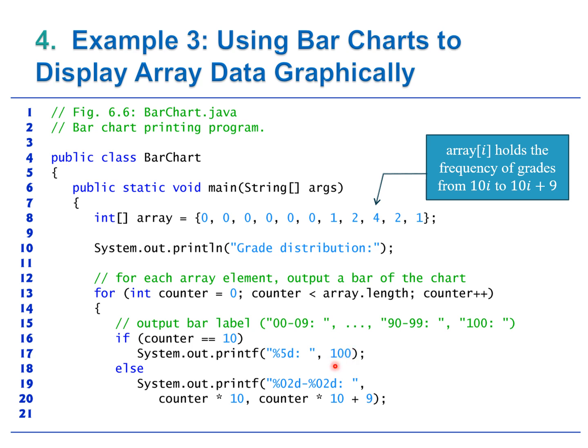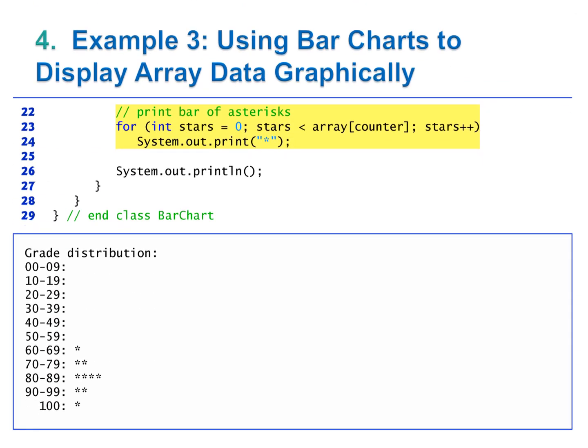For all other elements, the grade range is of the form from 10 times I to 10 times I plus 9, where I is the index, and here the variable counter holds the index of the current element.